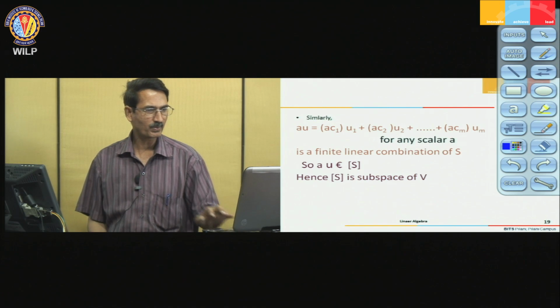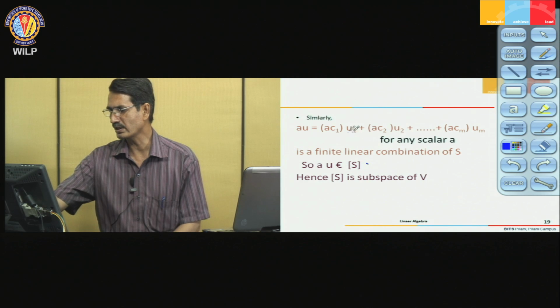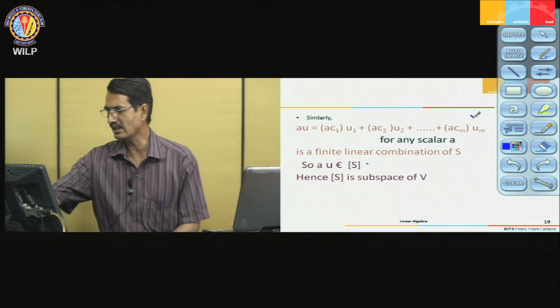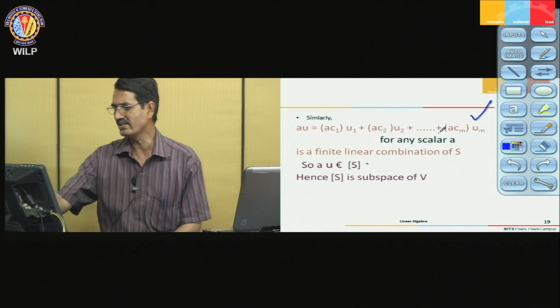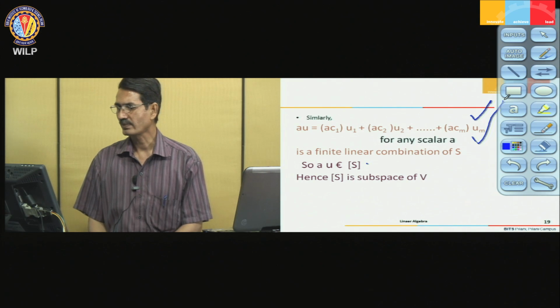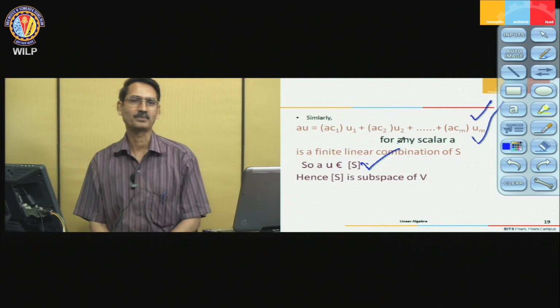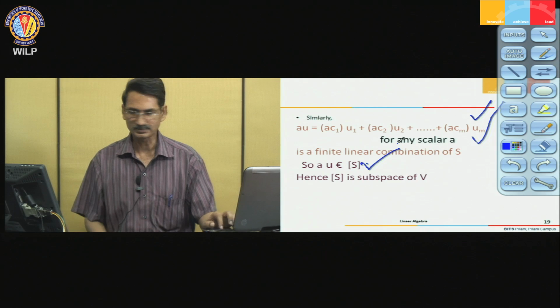The second property is that span of S is also closed under scalar multiplication, as we have seen for vector addition. So, if A is any scalar, then A into u is again a linear combination of the elements of S, and therefore A into u is again inside span of S. Therefore, span of S is a subspace of V. This is a very important result.